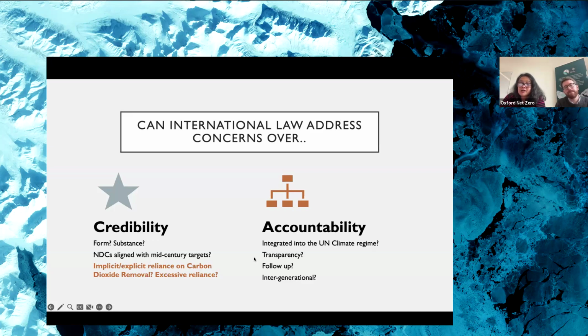Are they even covering all greenhouse gas emissions or just CO2 emissions? There are open questions around quite a few of these issues. There are also questions around the extent to which nationally determined contributions are aligned with mid-century targets, or is there a huge reliance on carbon dioxide removal? So are there short-term targets actually premised on excessive reliance on carbon dioxide removal in the long term?